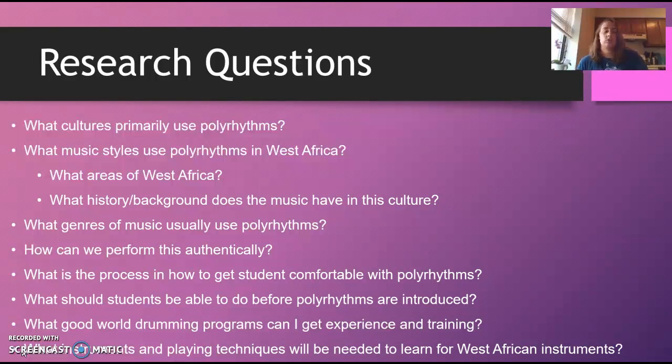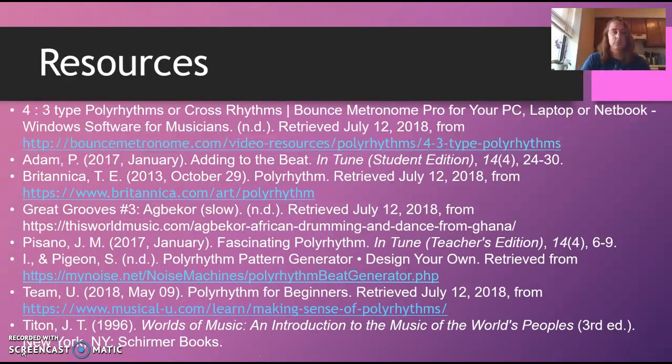And then along with just knowing what instruments I would need is how to play those instruments correctly in the style that is needed. So this leads into some of the resources that I've found, and I have a lot of resources here. Very broadly, I found a lot of metronome-like resources that are focused with polyrhythms and being able to isolate different rhythms.